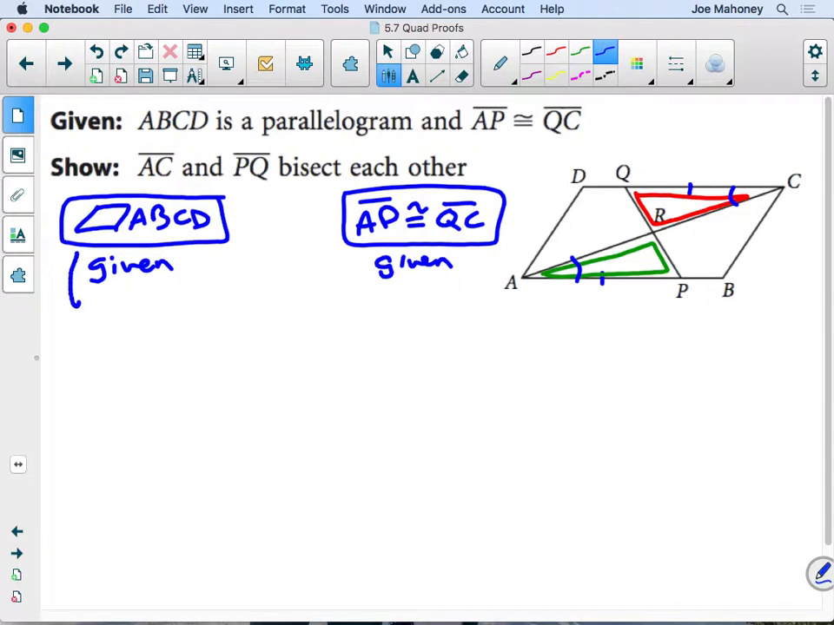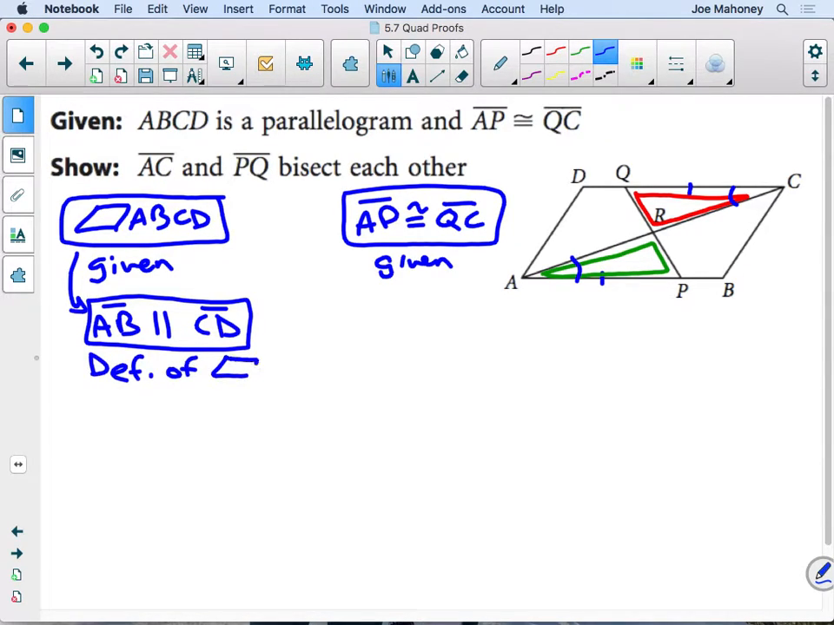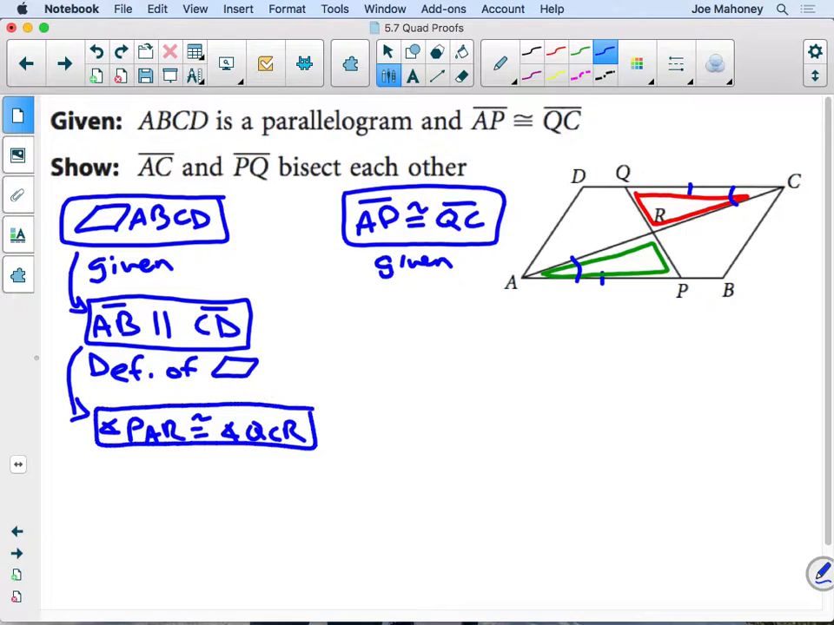So from here, I'll say that side AB is parallel to side CD, and that's true by the definition of what a parallelogram is. And because of that, I'll say that angle PAR is congruent to angle QCR. The reason why that's true is what we call our AIA conjecture. The AIA conjecture for me says if 2 parallel lines are cut by a transversal, alternate interior angles are congruent. I find the abbreviation works a little bit better for me.